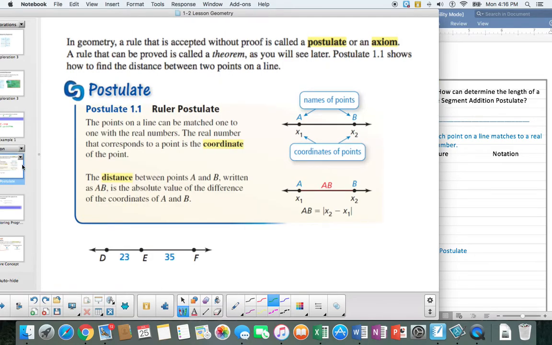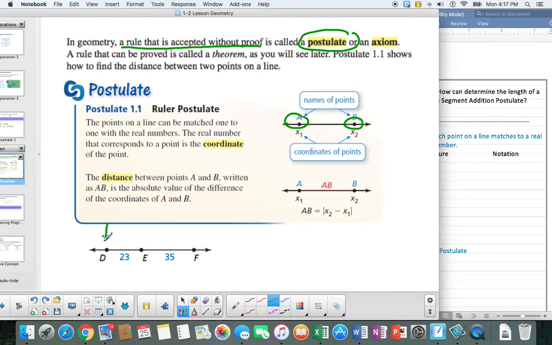And this is what's happening in the ruler postulate. But before we do that, let's talk about what a postulate is. So this is a new vocabulary word. It's a rule that's accepted without proof. And our first ruler postulate says that every point has a coordinate associated with it, just like I did with the number 3 or the number 0. Every point has a real number associated with it.